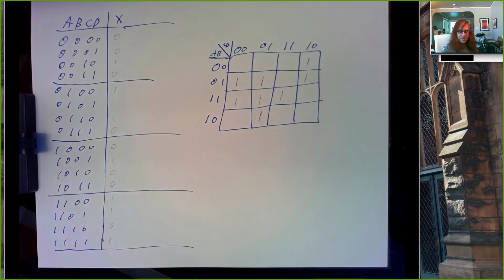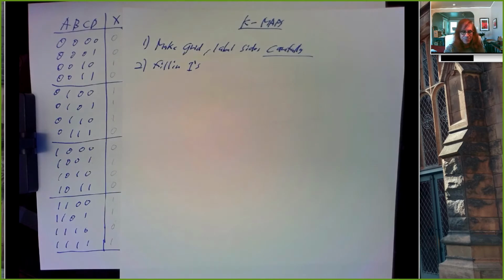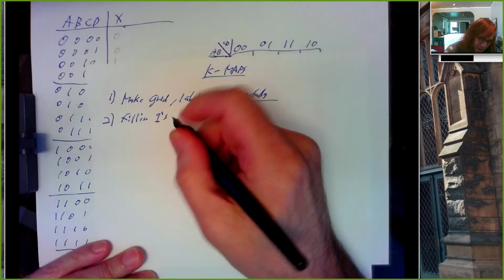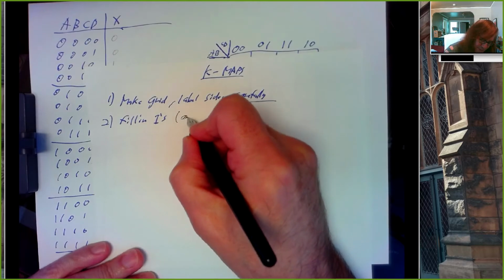So it's like a Punnett square. Yeah, okay. All right. So I've got my K maps. Fill in the ones. And we haven't talked about don't cares, but we will.